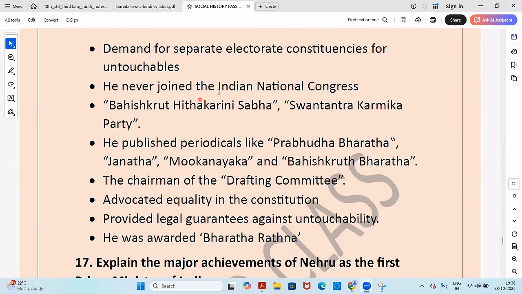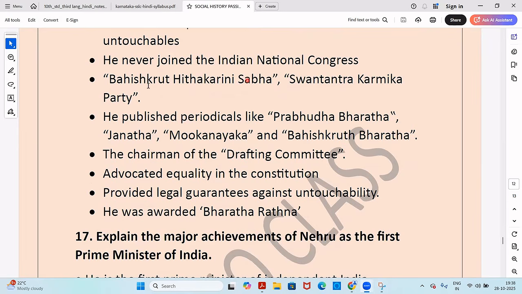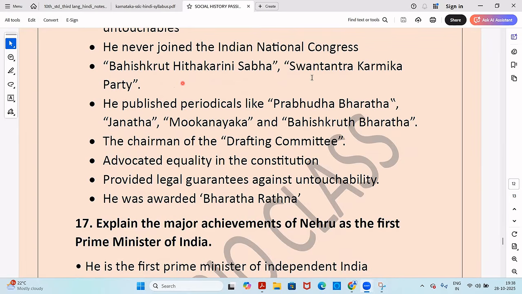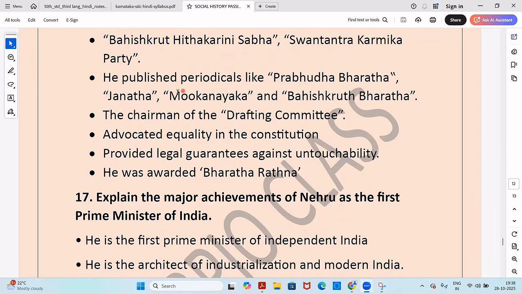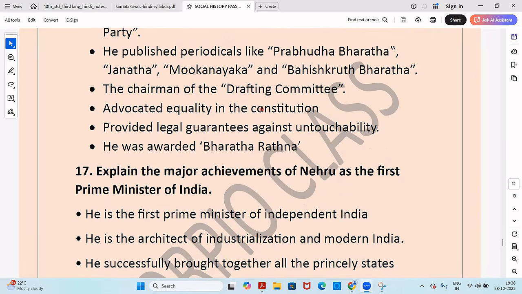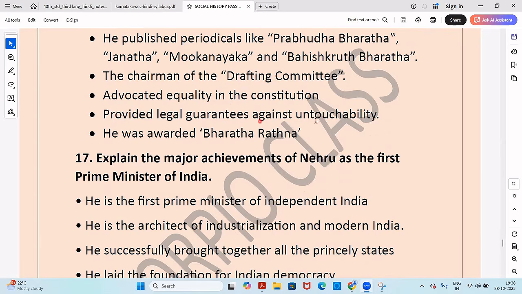He never joined the Indian National Congress. Bahishkrit Hitakarini Sabha, Swatantrata Karmika Party. He published periodicals like Prabuddha Bharata, Janata, Mukh Nayak, and Bahishkrit Bharata. He is the chairman of the drafting committee, and advocated equality in the constitution. He provided legal guarantees against untouchability, and then he was awarded the Bharat Ratna.